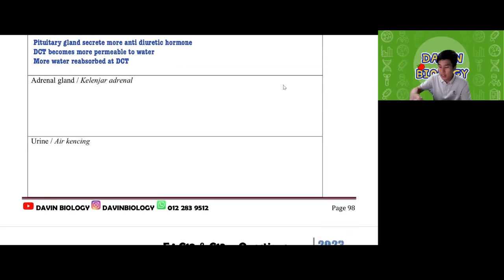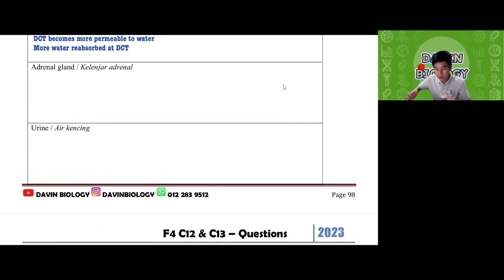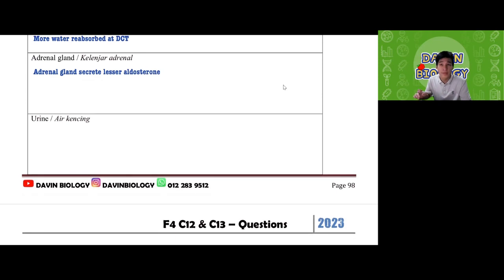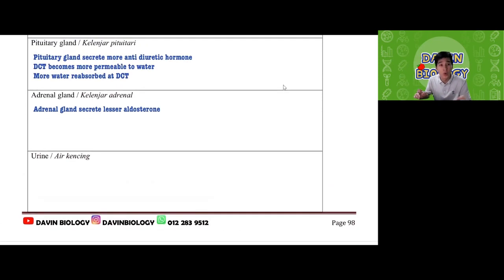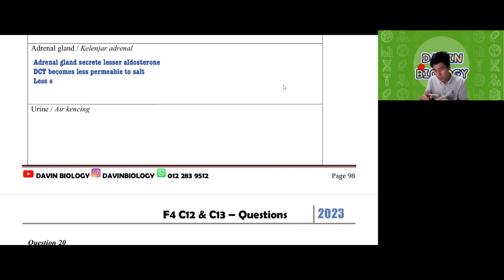Now therefore, the adrenal gland, the aldosterone here, is the other way around. Now your body has no water, you don't need salt. So therefore, you can say that the adrenal gland secretes lesser aldosterone. So now the opposite, DCT becomes less permeable to salt. So therefore, less salt is absorbed.